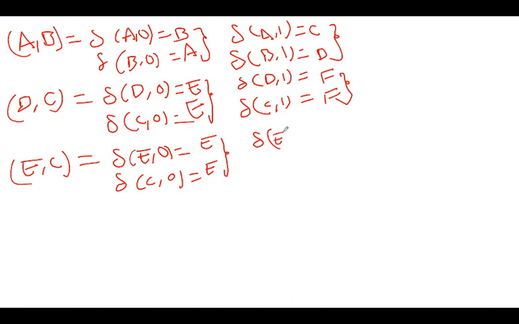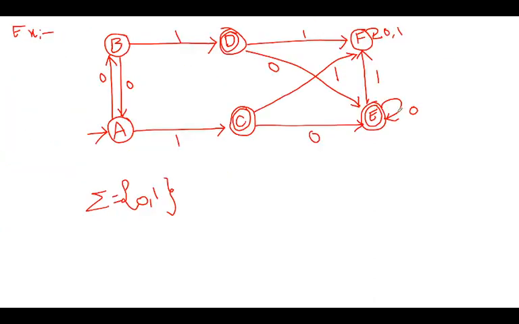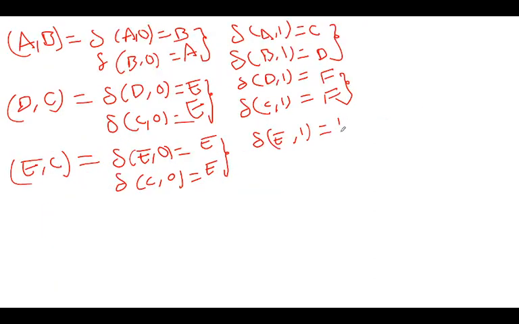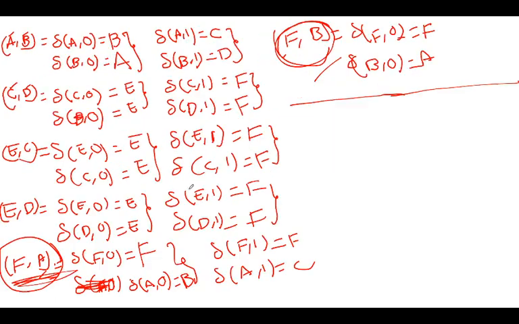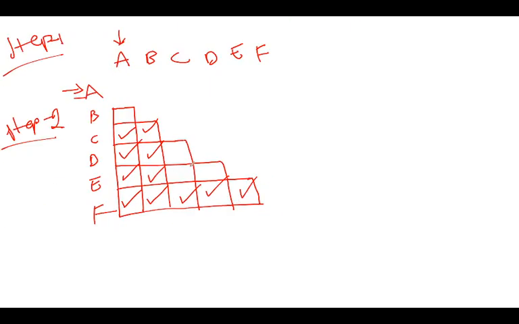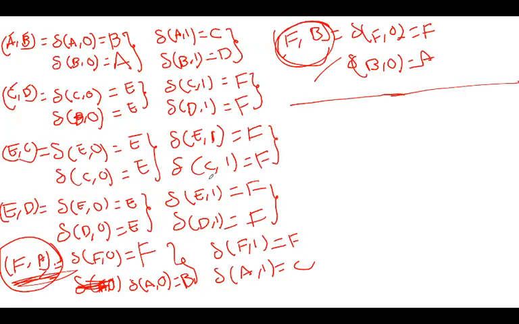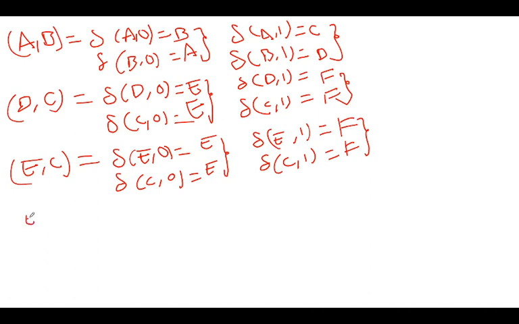And E comma 1, E on taking input 1 goes to F. Transition of C comma 1, I have mentioned already in the above. C comma 1 goes to F, so we have to skip this part also. Now EC is completed. Now EC, ED is there, ED.